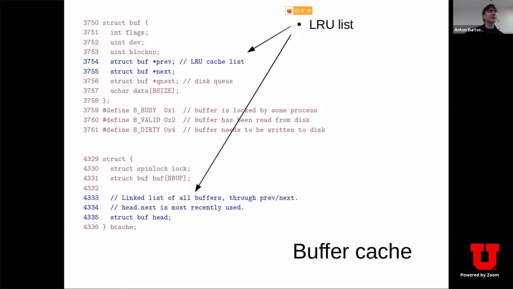It's a doubly linked list. Every time we touch a block, we promote the element to the front of the list. When we need to evict a block because we ran out of space, we look at the tail of the list and evict that block. It makes sense, so it's a good policy.